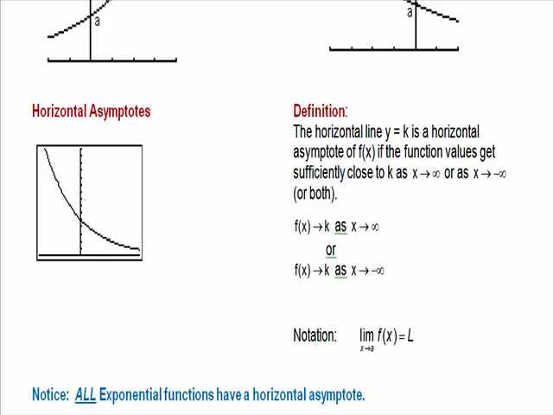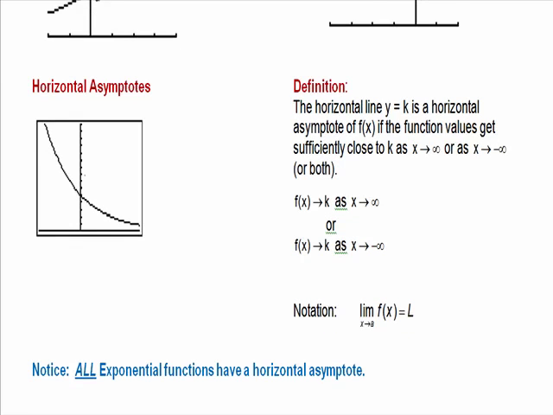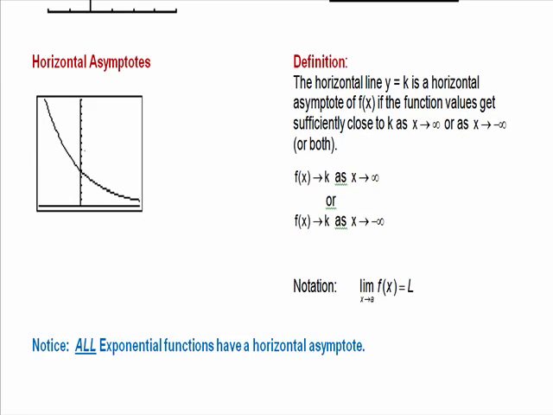Now notice all exponential functions will have a horizontal asymptote. We're going to take a look at some examples and find a few horizontal asymptotes.